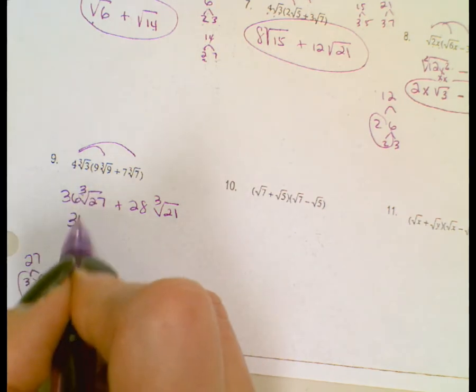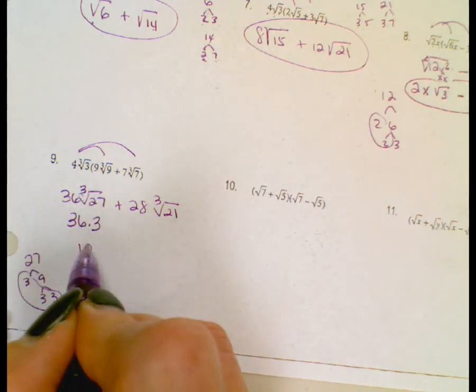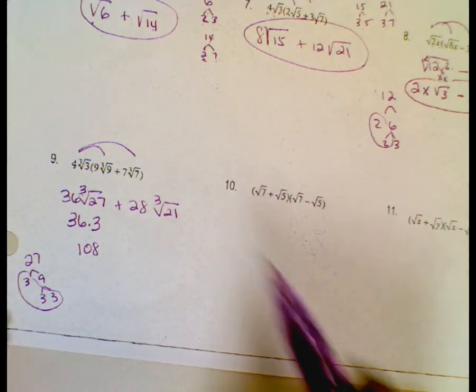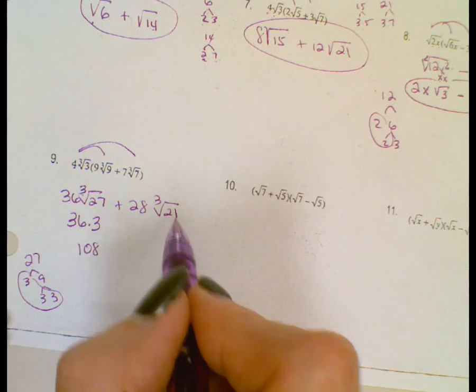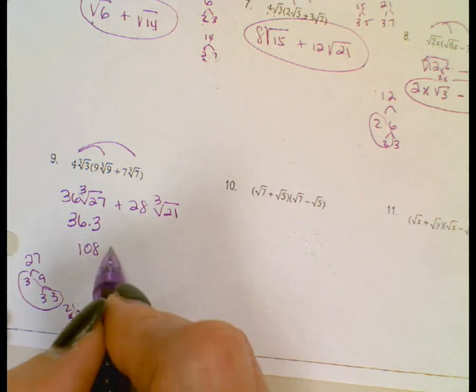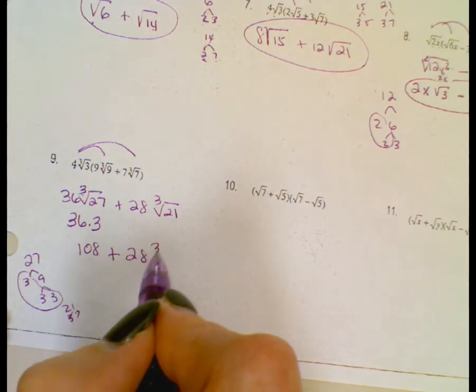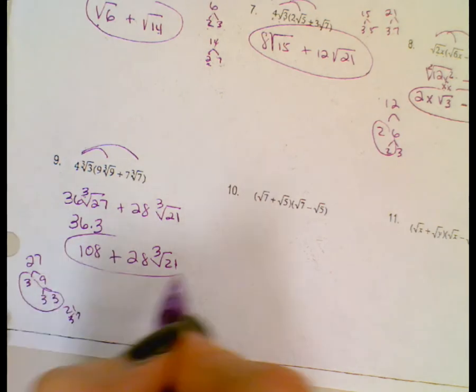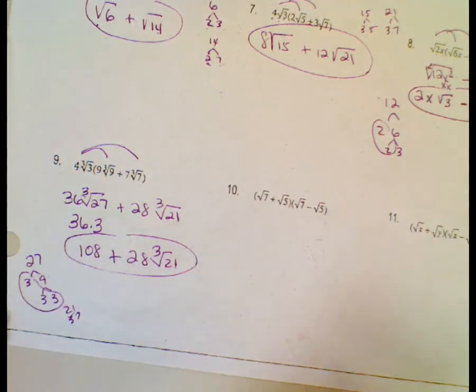So this is really 36 times 3, which is 108. No radical. And then 21 is just 3 and 7. That cannot be simplified. So it's 108 plus 28 cube root of 21. That's your answer. You cannot add these because this has a radical and this one does not.